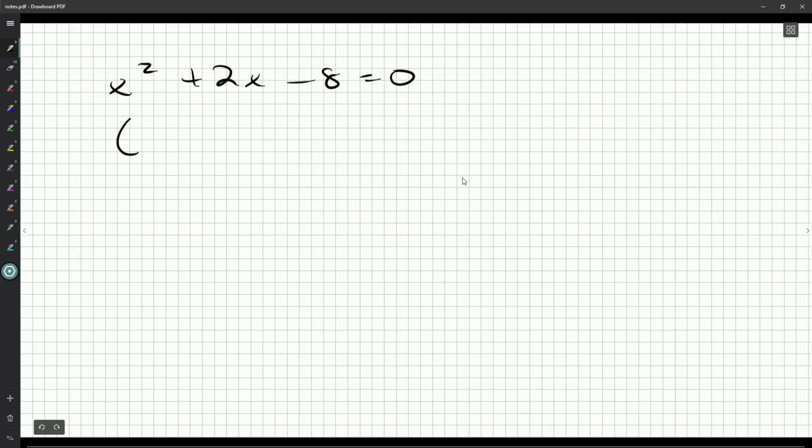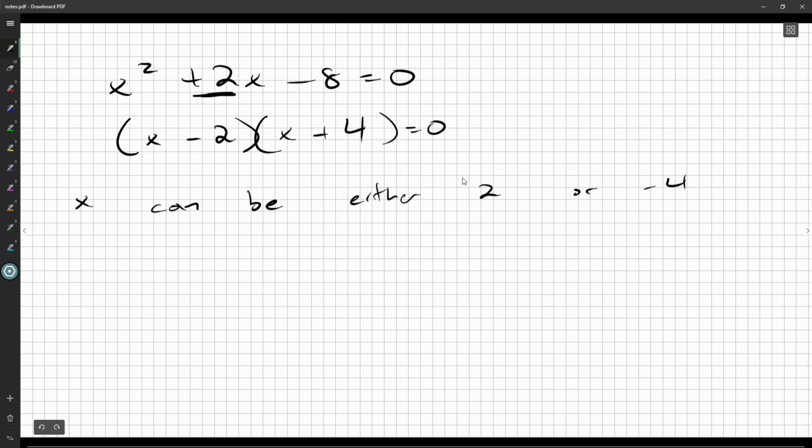You could use the quadratic formula, or you could just ask, can I think of 2 numbers that multiply to negative 8 and add to 2? One of them will have to be positive, the other negative, just because the product is negative. And the positive one should be bigger because when you add them, you get a positive number. So 4 and 2 work out quite nicely. So x can be either 2 or negative 4. That's all we had to do.